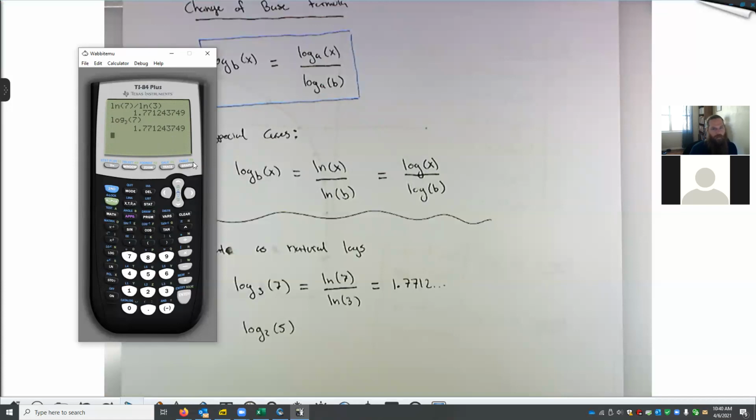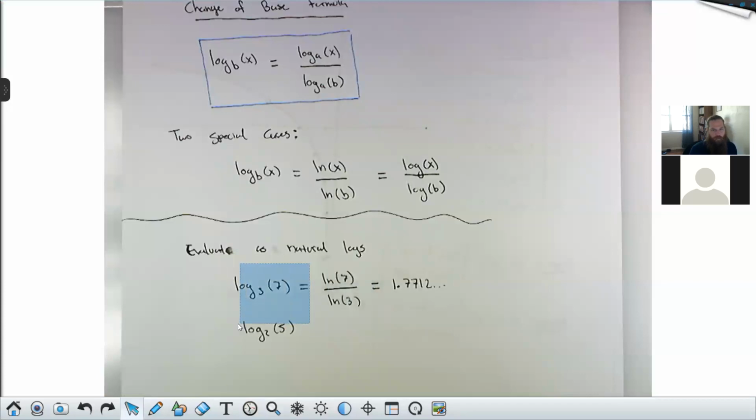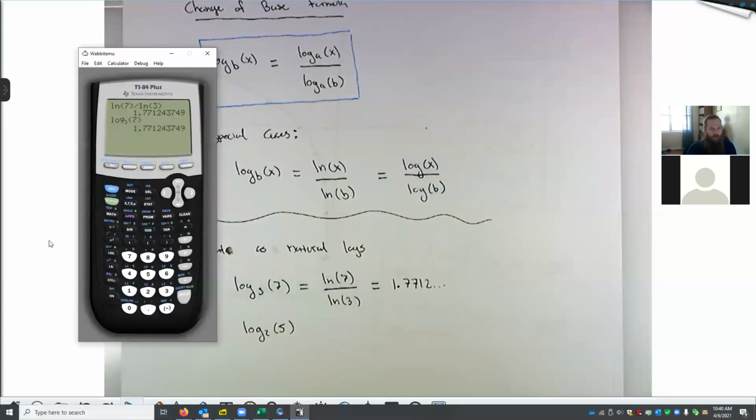See? If you have a TI-83 or an older calculator, you need to use the change of base formula. The only way to enter this in your calculator is like this. Or you could use the LOG button, because you have ln and LOG buttons, but you don't have the other log base options.